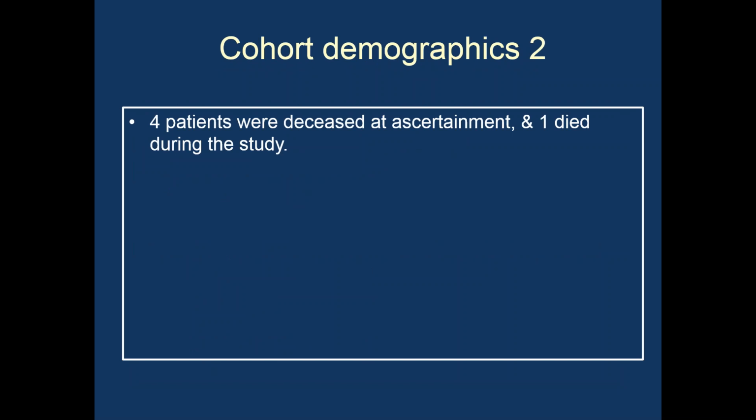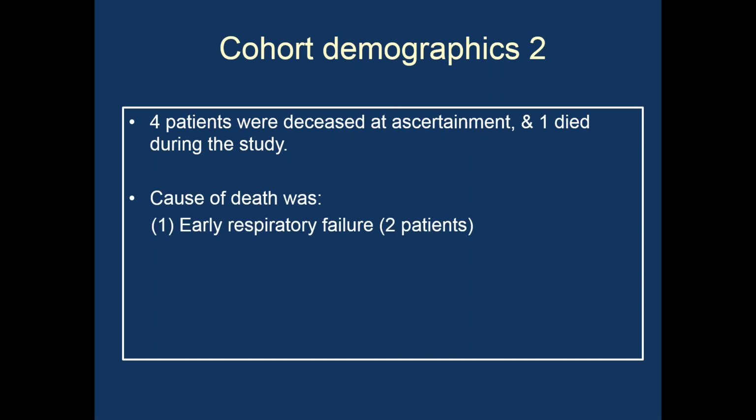So 4 patients were actually deceased at the time that we first became aware of the case, so at ascertainment, and 1 actually died during the course of the study, and that was a very unexpected and sad death. And the cause of death, which is important for us to know because preventing this complication is what we definitely want to do, was early respiratory failure. So 2 patients died, 1 at birth and 1 at just 3 months of age because their respiratory muscles were just too weak to enable them to breathe.